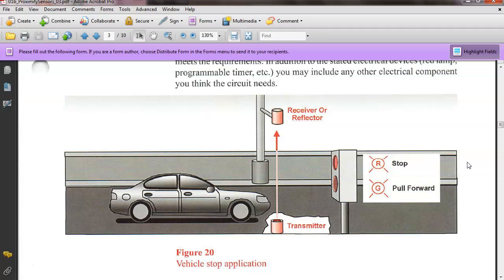Wait a second, let me. So we're going to be working on. So you're going to group up or pair off with somebody. And let's go lab.